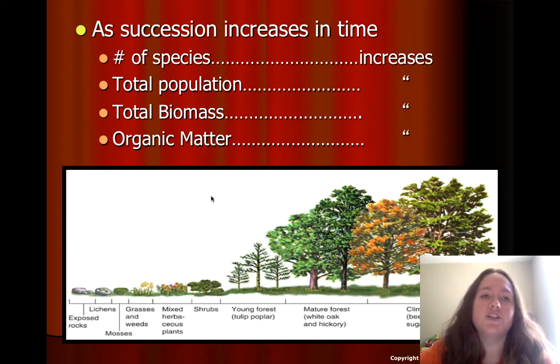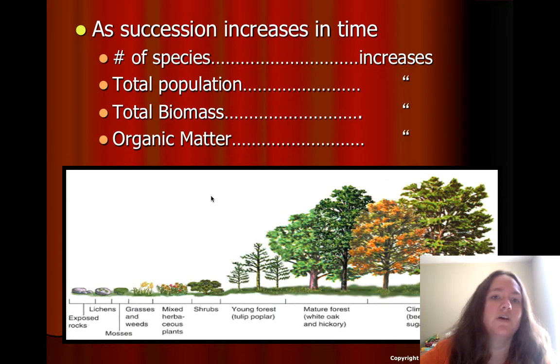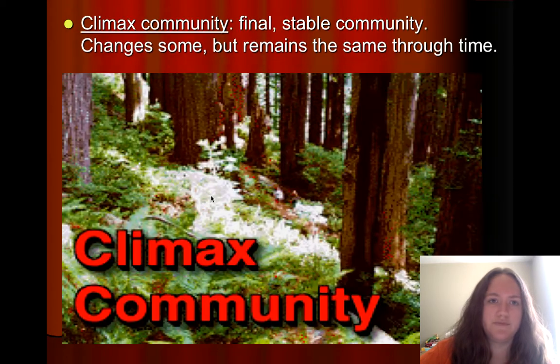And our general progression is we kind of increase in succession over time. All of these different things are going to increase. So the number of species that we see is going to increase, which means our biodiversity increases. Total population in the community increases. Our biomass increases because we have large trees and things like that. And in general, our organic material is going to increase.